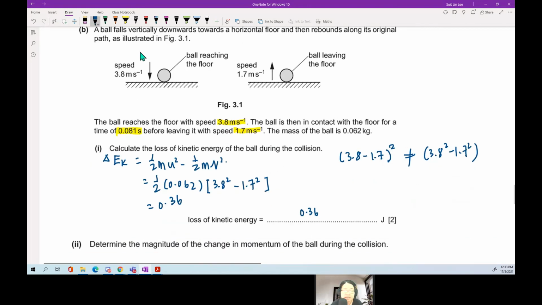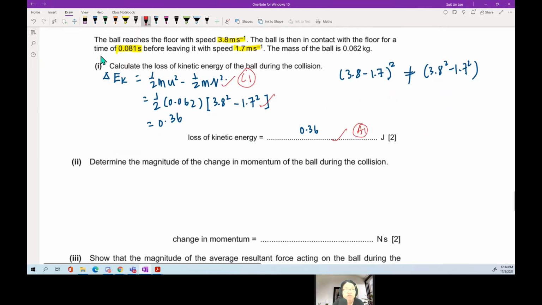Okay, so where are the marks here? Apparently, if you write the equation, you will get a mark already. Very nice. If I see some half mv square, you get 1 mark liao. And then correct substitution leading to this answer is A1. You don't show substitution, you will lose the second mark. Determine the magnitude of the change in momentum. Very nice. Change in momentum. See, change.